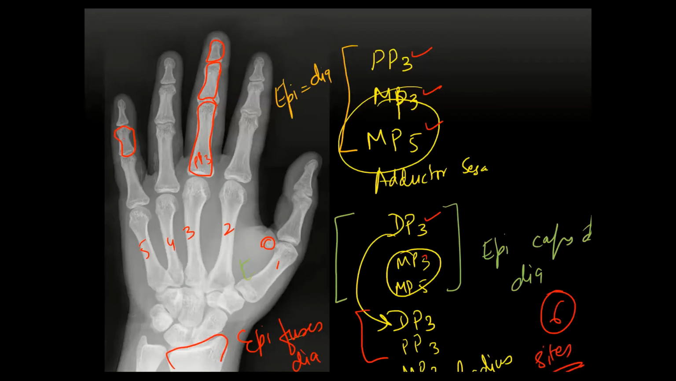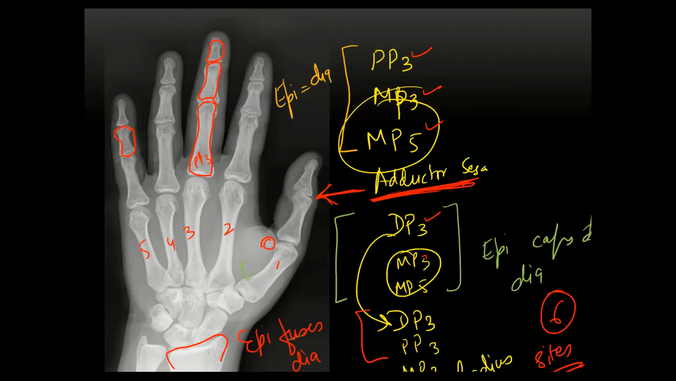Okay. So the question is asked, how many sides? 6 sides. Then the question is asked, this adductor sesamoid tells you the pubertal growth spurt. So whenever it is ossified, it is there in the pubertal growth spurt. Okay. So this is what you need to remember about adductor sesamoid.